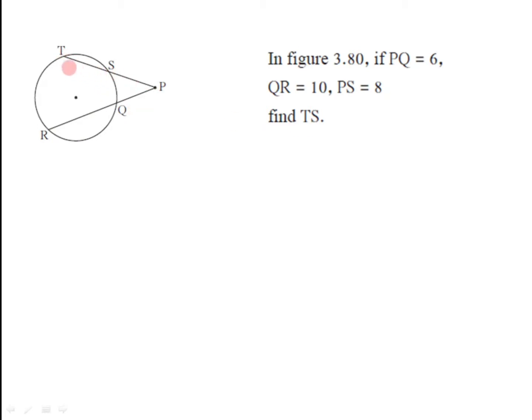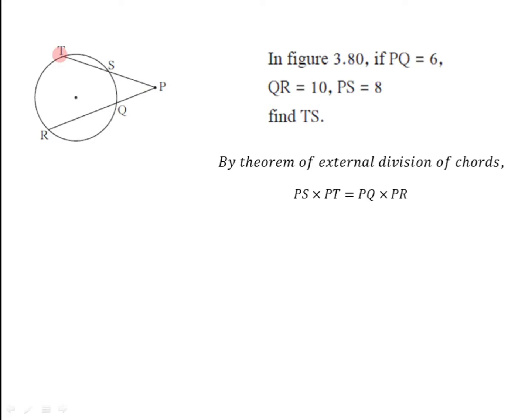Now here, as we can see, PS and RQ are the two chords of a circle. If we extend these chords, we can see that these two chords intersect at point P in the exterior of the circle. That's why, to solve this problem, we have to use the theorem of external division of chords. By that we can write PS into PT is equal to PQ into PR.